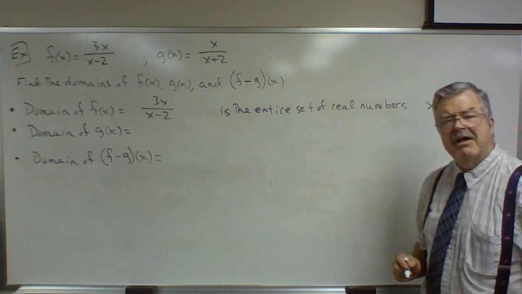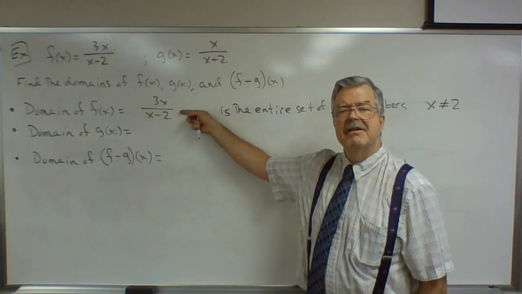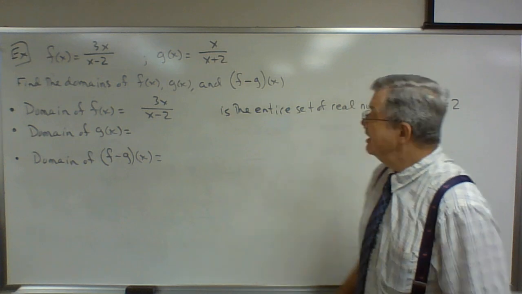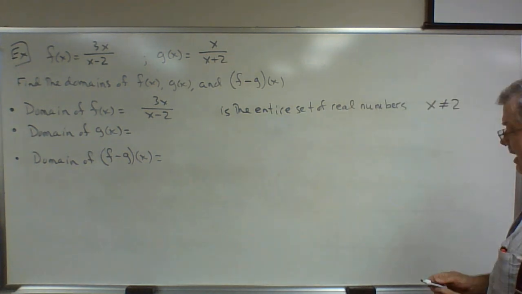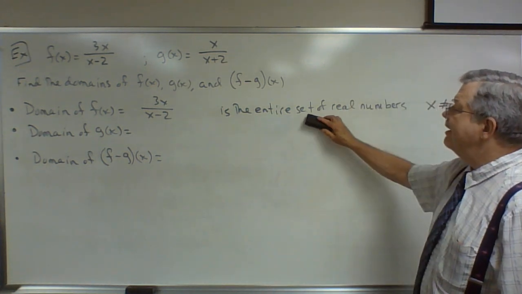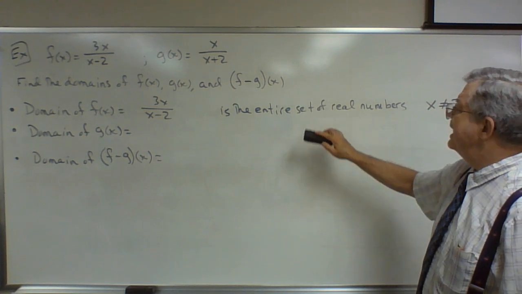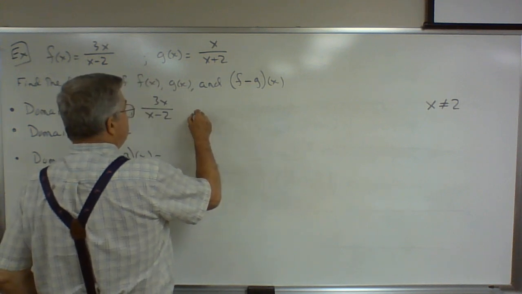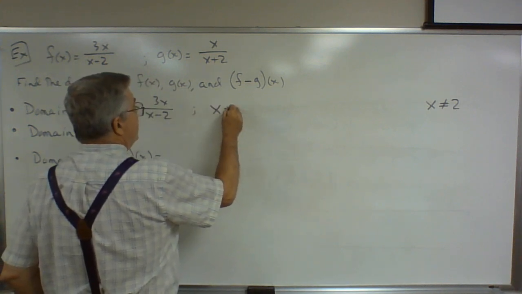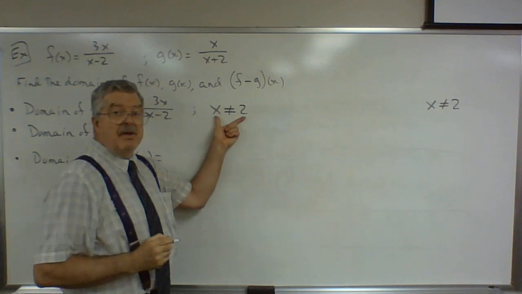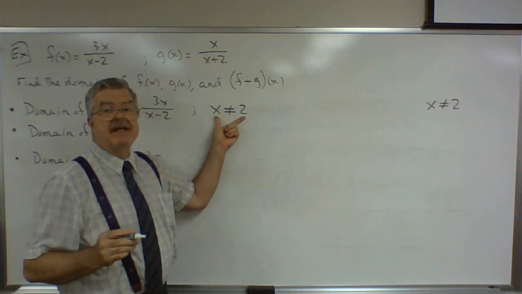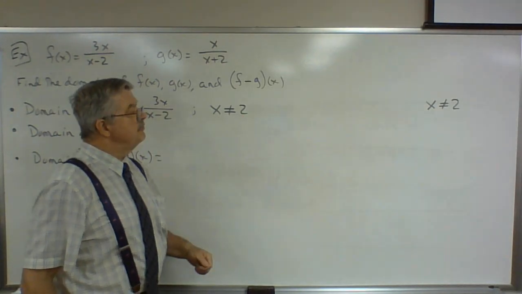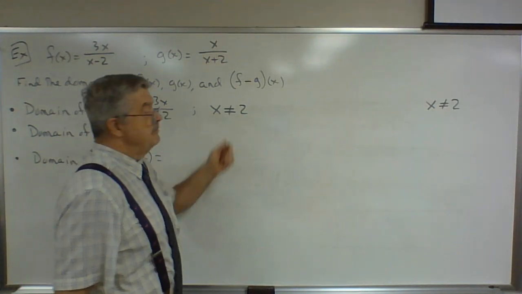Are there any x values that would cause us to have a negative under a radical? No, we don't have any radicals. So I guess we're going to have to modify our definition of the domain of f of x. We can say it this way. X is not equal to 2. When we say this, we're implying that x can be anything but 2. So this is one way to define the domain.